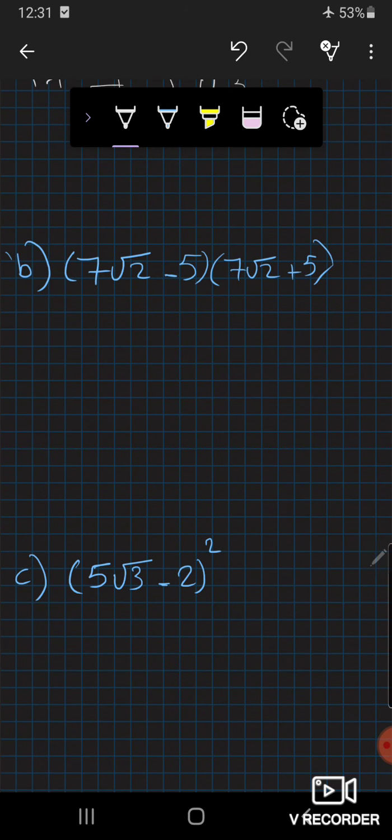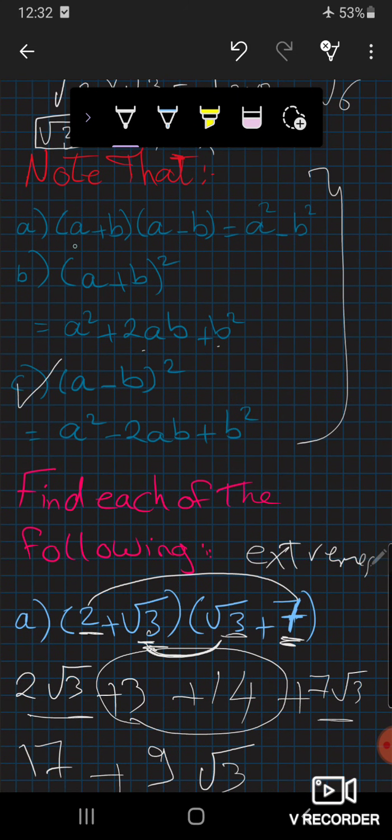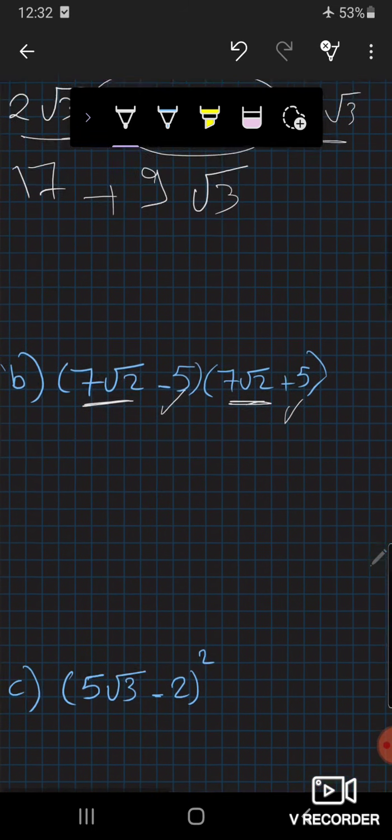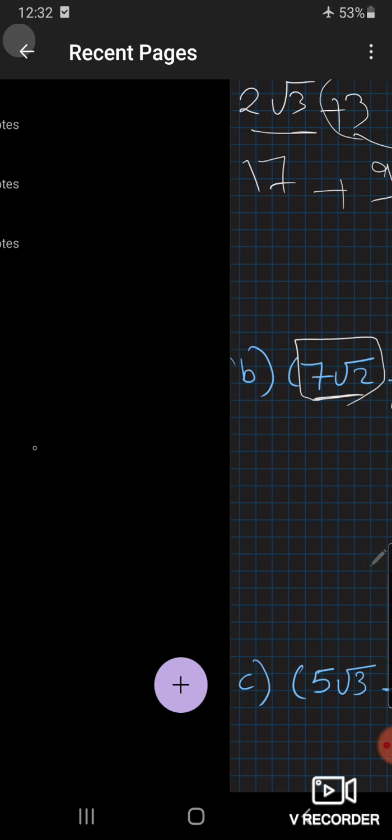Here you have 7 square root 2 minus 5 and 7 square root 2 plus 5. What about this one? You have the same number. This is 7 square root 2, 7 square root 2. You have here 5 and here 5. Which one from this rule? Let's take this rule. They have the same number, a and a, b and b, different sign. So it will be the first one to the power 2 and the second one to the power 2. So I make this one to the power 2. It's okay?